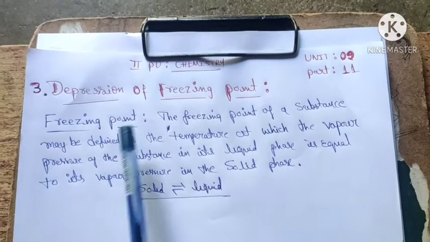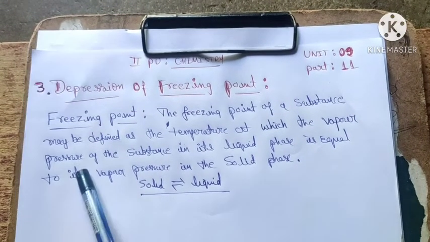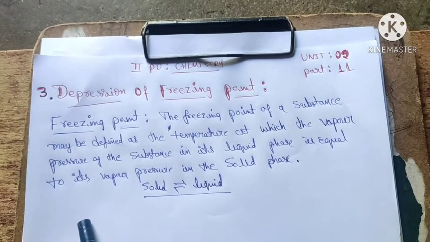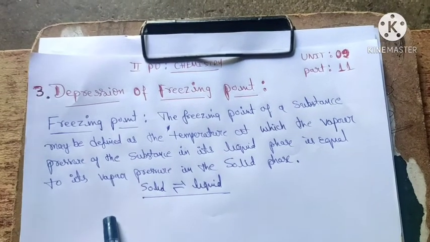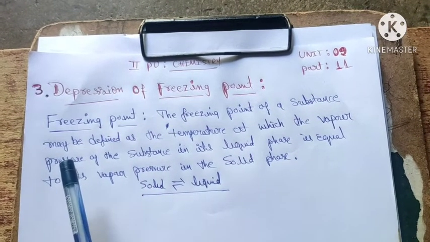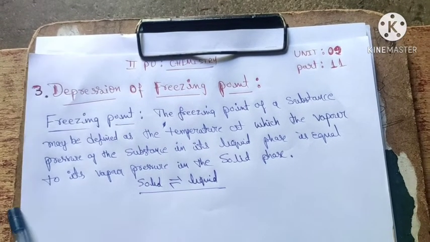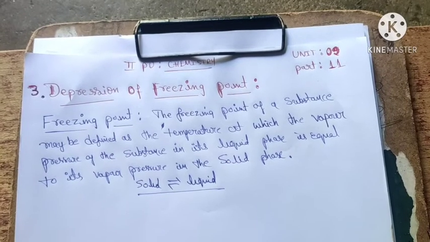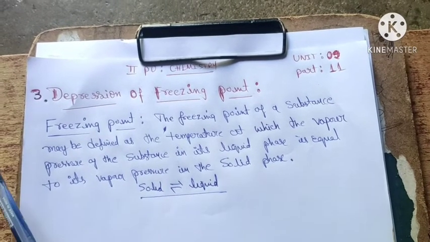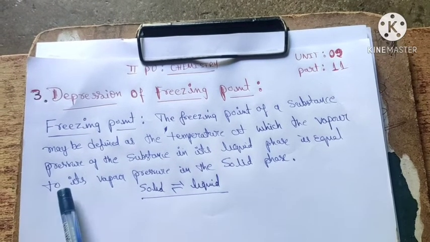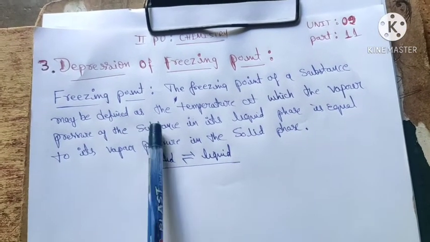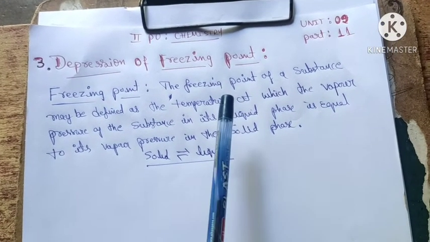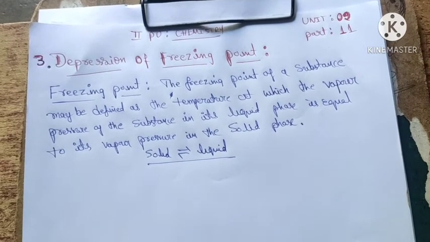Okay, so already you know that when a non-volatile solute is added to the pure solvent, the vapor pressure goes on decreasing, right? When it is solidified at a lower temperature, what will be the effect observed? That will be the freezing point. So we're going to observe that graphically. The depression of freezing point may be explained on the basis of plots of vapor pressure versus temperature.